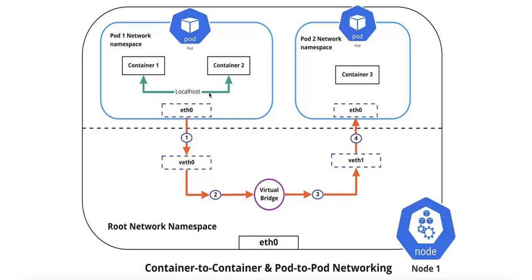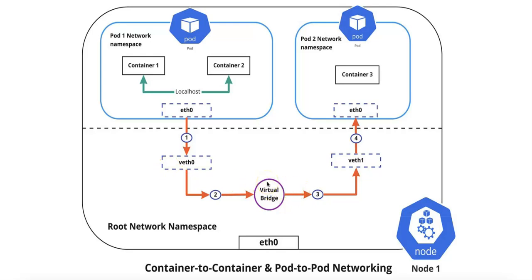For instance, container 1 can send a request to container 2 inside pod 1 via 127.0.0.1, and both containers will perceive it as a local communication. This is because they share the same IP address assigned to the pod and the same eth0 interface. So this local communication is efficient since it avoids leaving the pod's namespace or passing through the node's network stack.